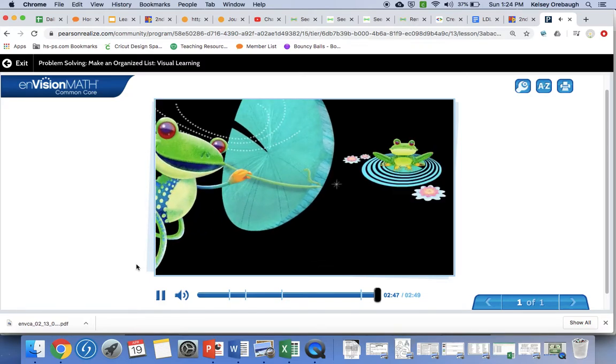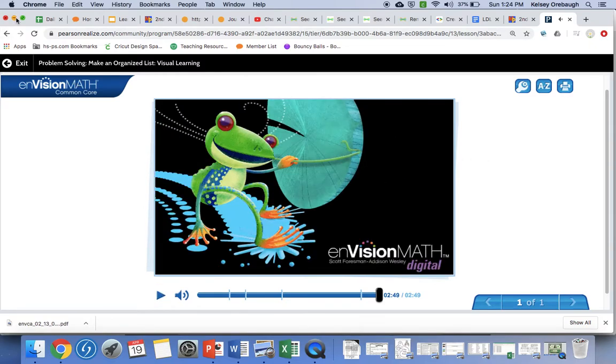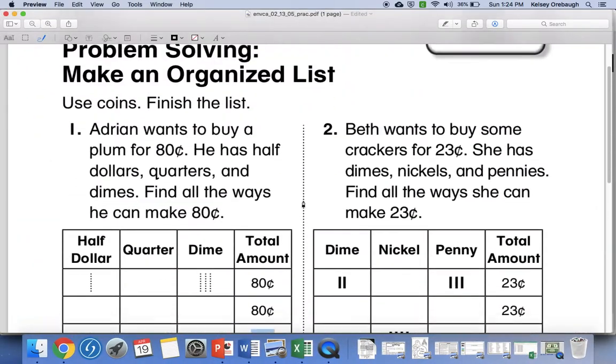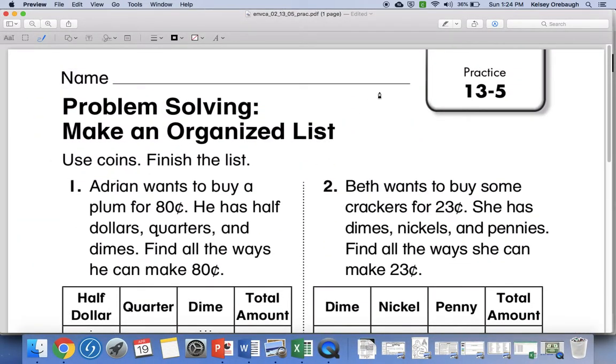Okay, so we're going to practice making an organized list to solve a problem. I have our practice page up here. So if you want to do this with me, you can, or just watch. You will, of course, be sending the digital quick check to me for this lesson. Okay, and this is the last lesson in our topic. We'll have a reteaching lesson tomorrow, and then Wednesday will be the test day.